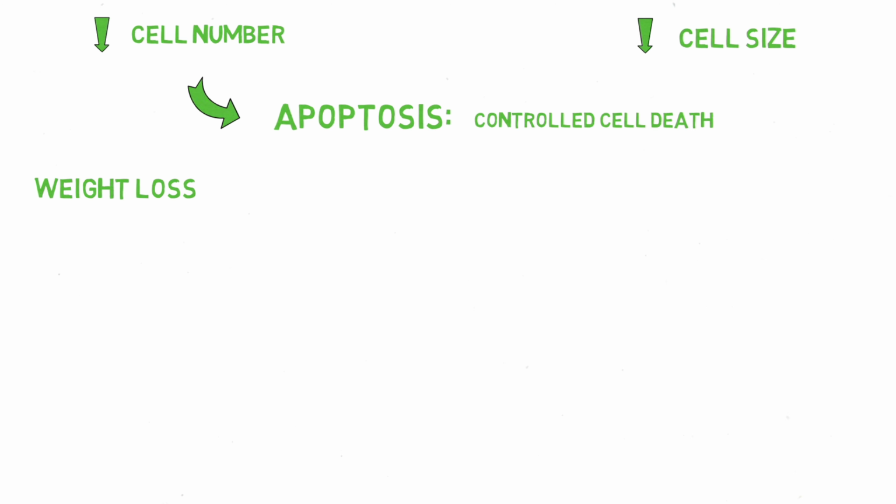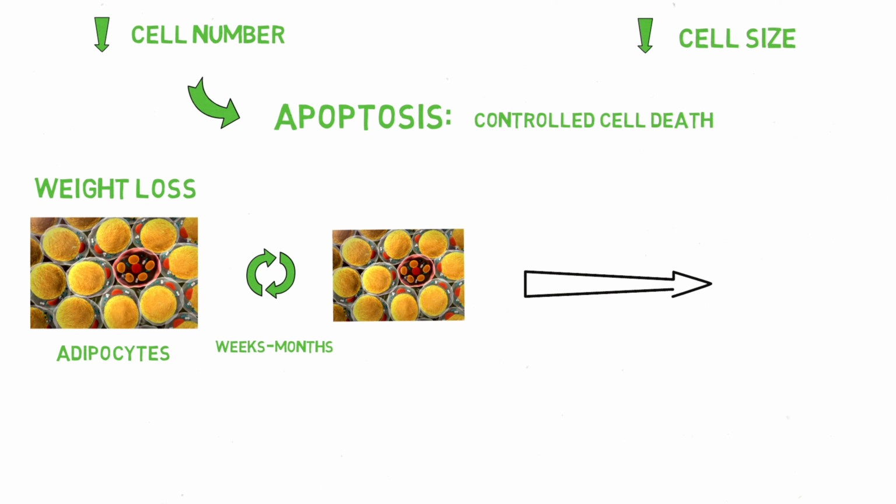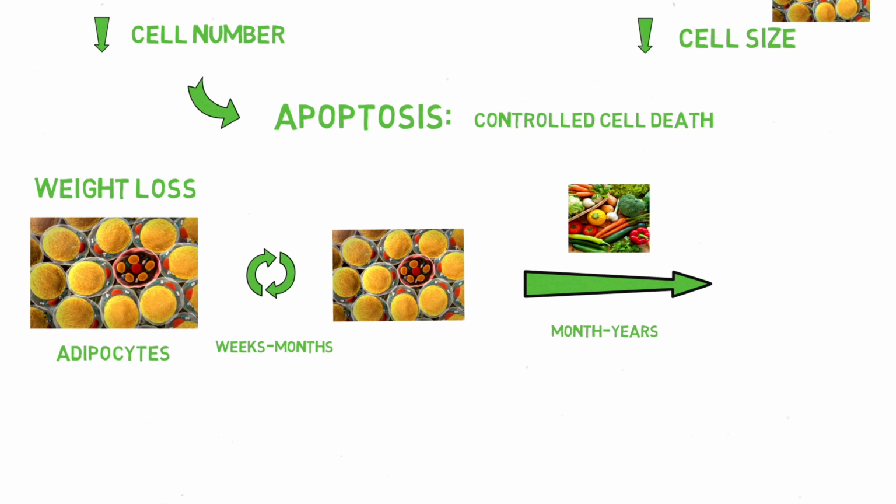In the first few weeks to months of eating healthy and losing weight, the fat cells or adipocytes get smaller but are ready to fill up again with fat. Over months to years of eating healthy, however, the adipocytes undergo apoptosis, and at that point, it's a bit more difficult to gain back the weight.